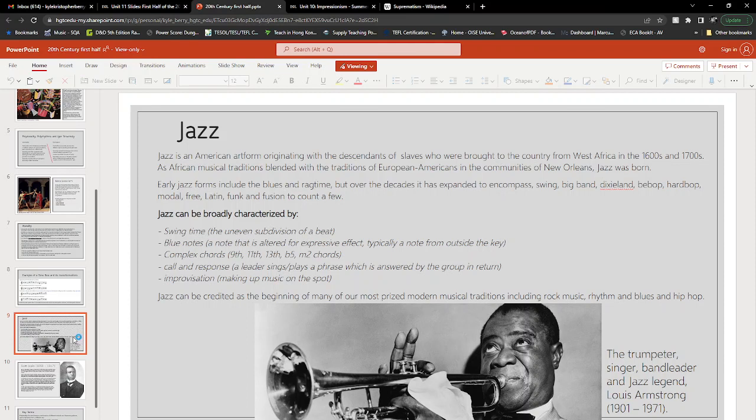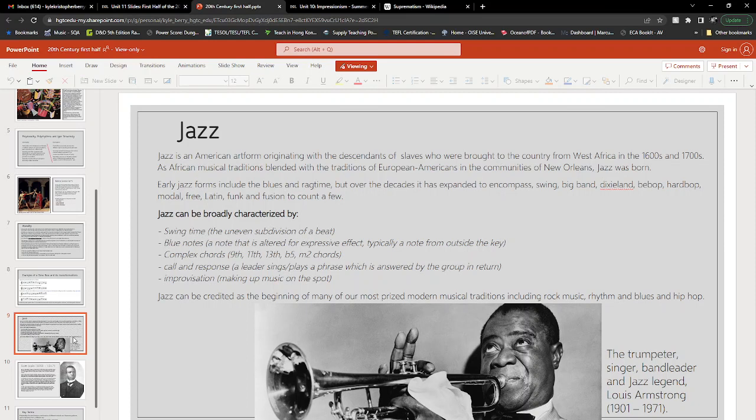And then the final thing I want to talk about is jazz. So jazz is an American art form. It originated when the descendants of slaves who were brought to this country from West Africa in the 1600s, 1700s, as African music traditions begin to blend with the traditions of European Americans in the communities of New Orleans, jazz was born. Not just New Orleans, but all around the South. You have multiple musical traditions beginning to blend together in this unique stew, and all of a sudden you get a new form of music.